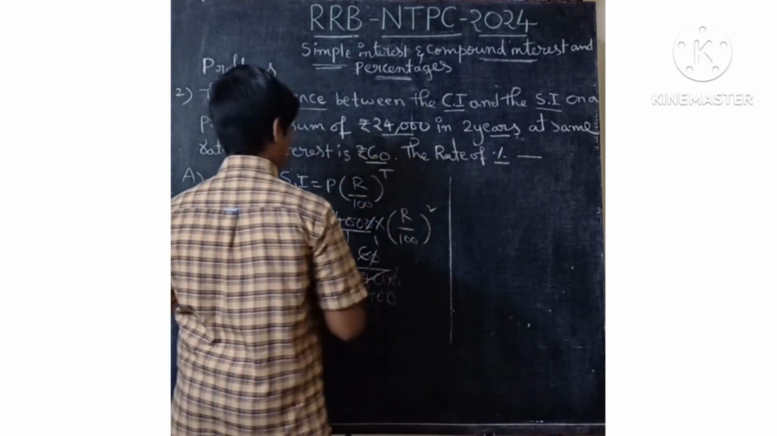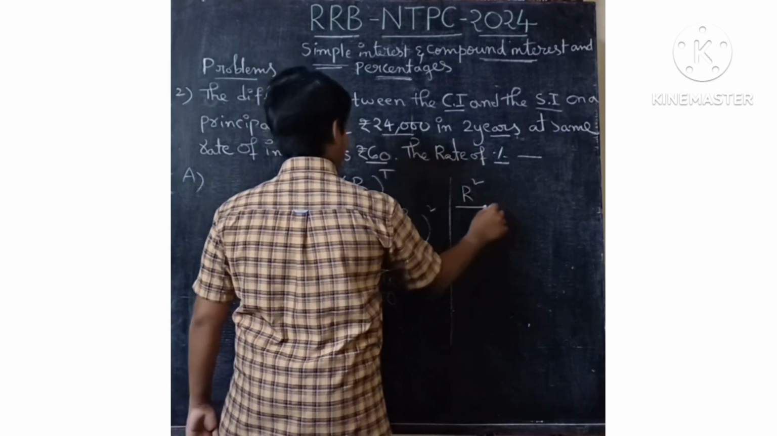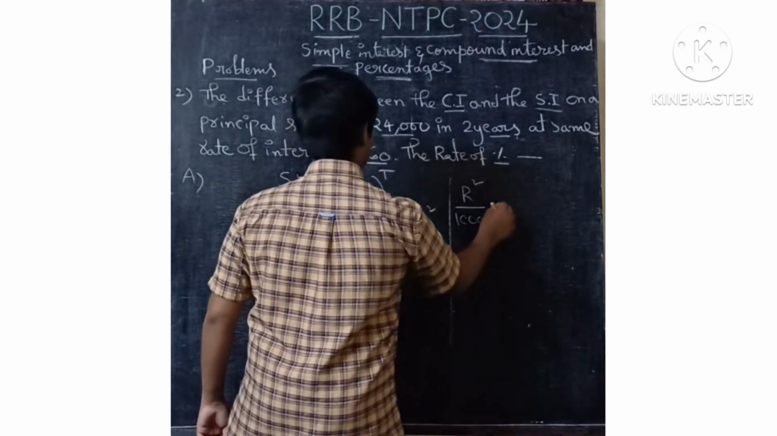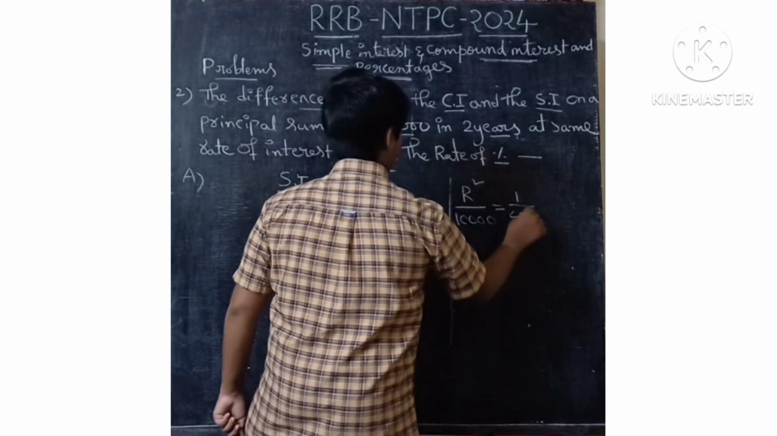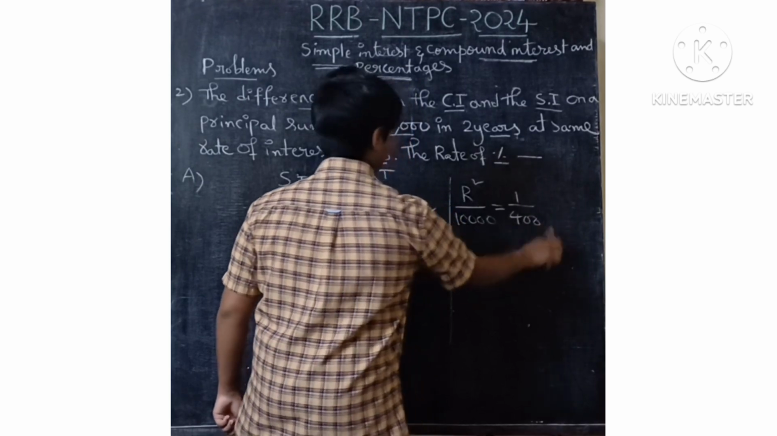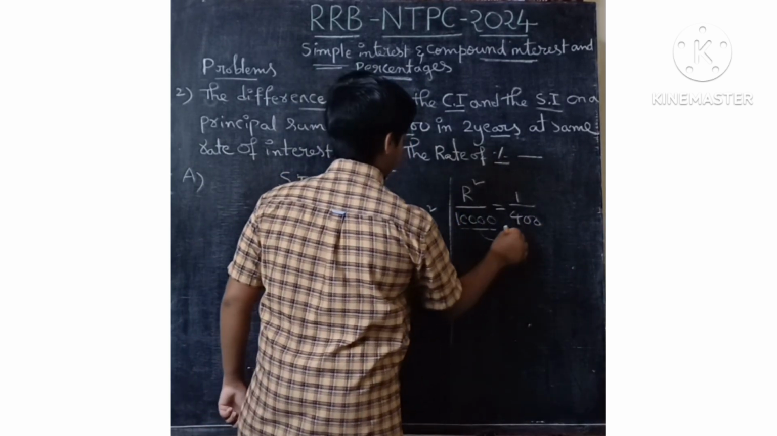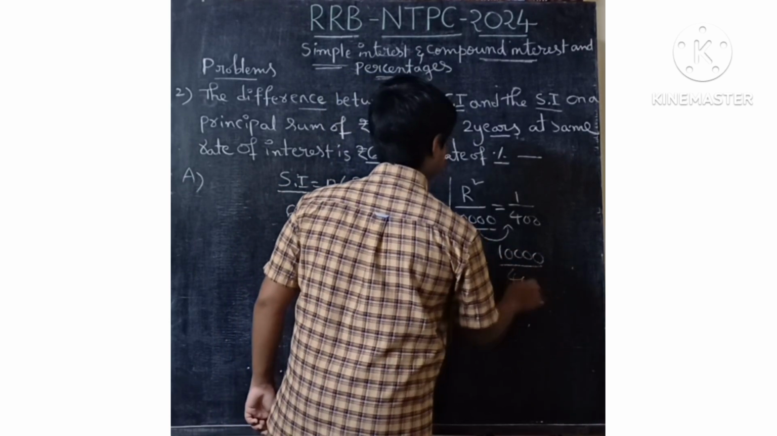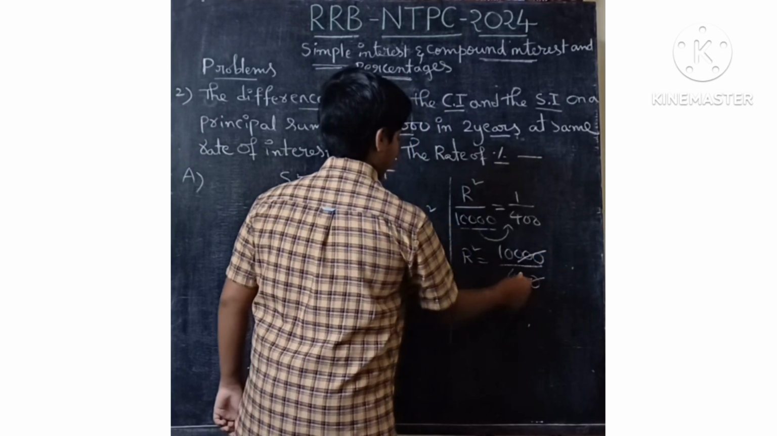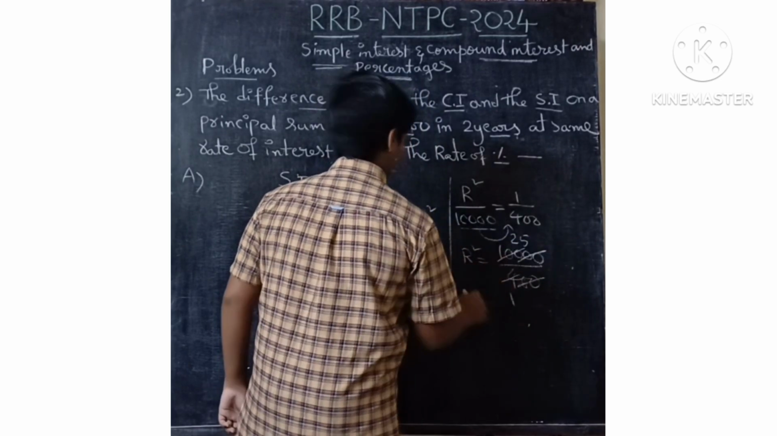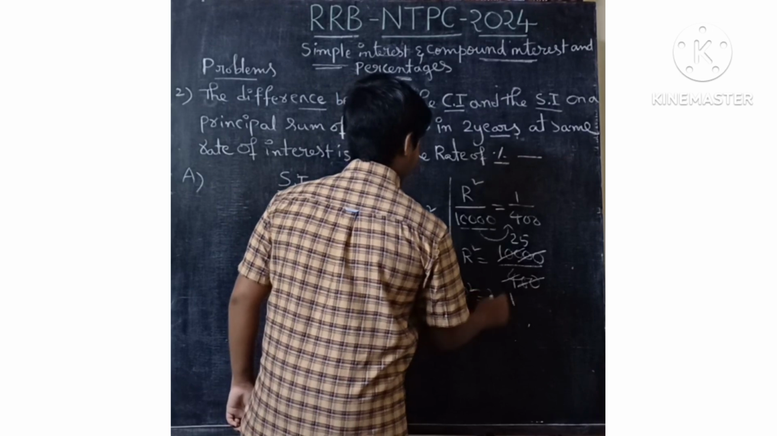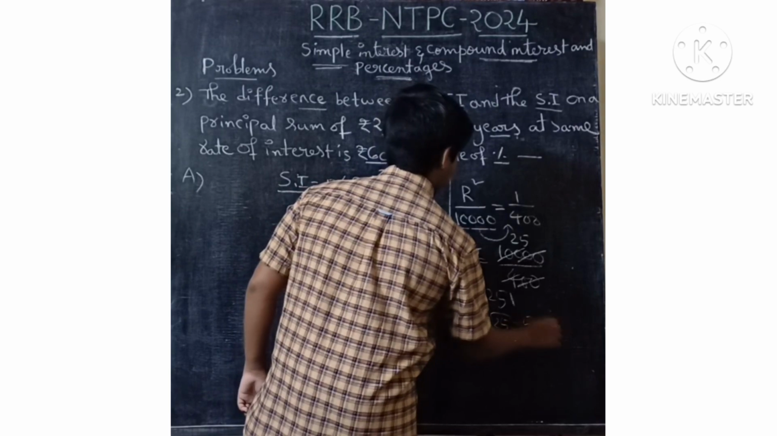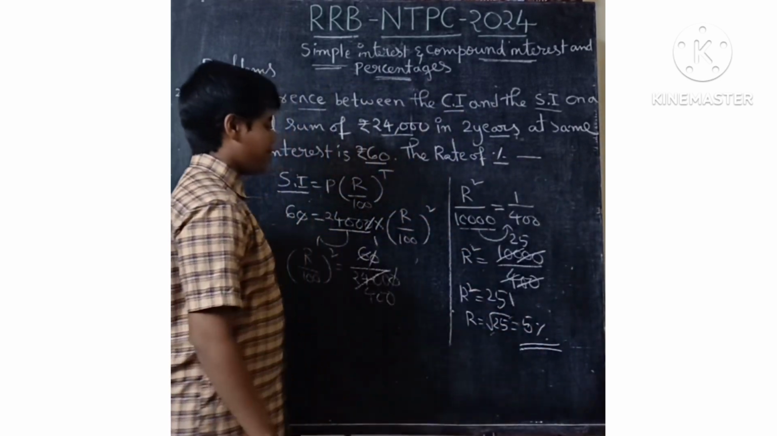So R square by 100 square, which means 10,000, is equal to 1 by 400. Okay. So if I transfer this term to this side, R square is equal to 10,000 by 400. So 2 zeros get cancelled. 4 ones are 4, 4 twenty-fives are 100. So R square is equal to 25. R will be root 25. So R is equal to 5%. So this is the rate percent.